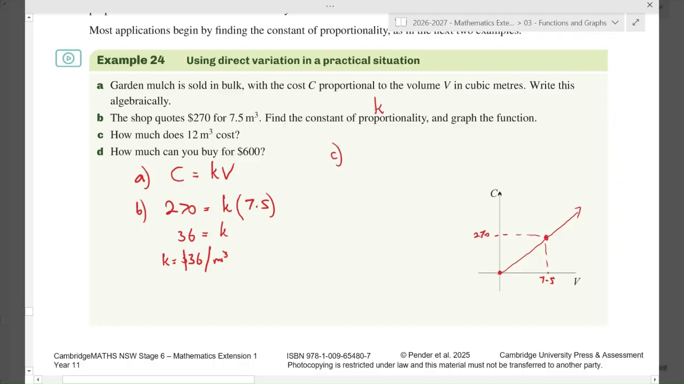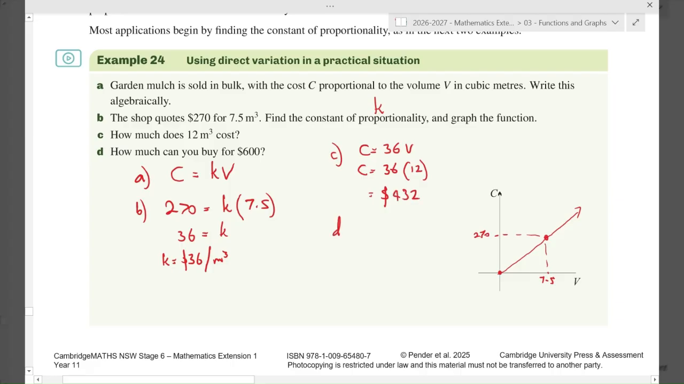Now, why do we do these questions? Why do we find that constant of proportionality? Because now, out of our 3 variables, we have one that's no longer a variable. We know what our constant of proportionality is. It's 36. So now our formula is no longer C equals KV. Our formula is now C equals 36V. So when you get a question that says, all right, well, how much does it cost for 12 cubic meters? You can go C equals 36 times 12, which equals $432. So you've now solved that.